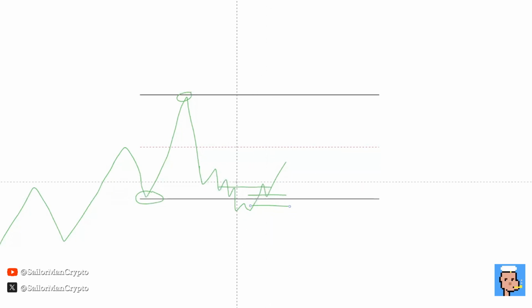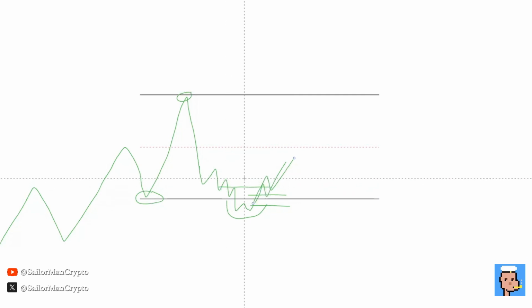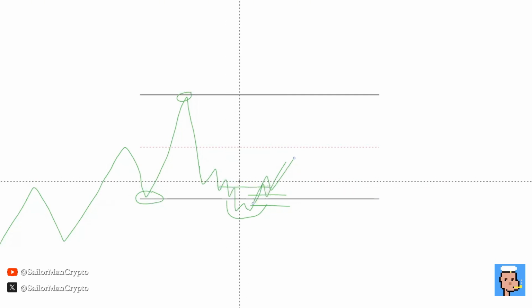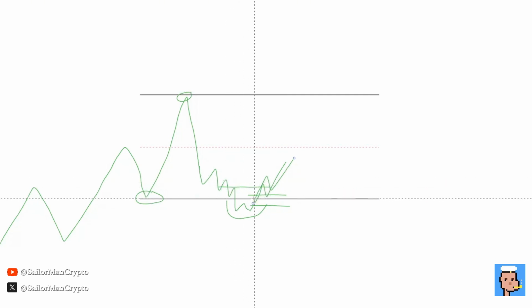So remember that here you can play a little bit with the demand according to the kind of market structure that you see after the deviation. So we do have a deviation, and according to the time frame that we are able to break, then you can look for a following demand. If we break the 1 hour structure, you can look for the 1 hour demand.